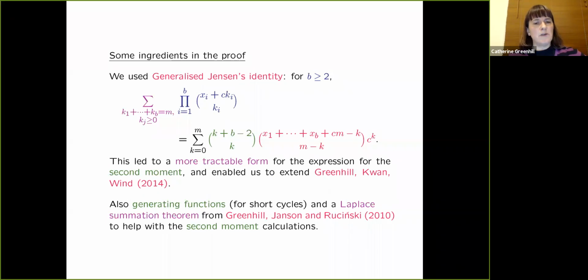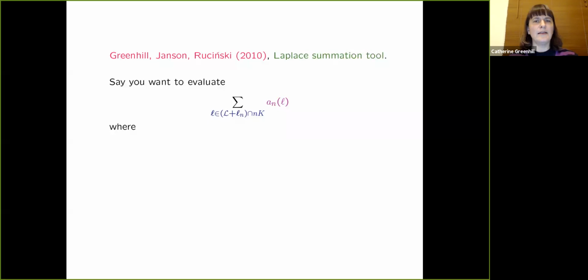Usually you'll see some generating functions, especially in the short cycles argument, and as I said, Laplace summation. Now there's a theorem in an old paper of mine that I find very useful for doing this Laplace summation, and so I'm kind of going to close with a bit of an infomercial, because I think if you're doing any Laplace summation, you might also find this is a useful theorem. So it's in a paper by myself, Svante Janson and Andrzej Ruciński on random lifts. Okay, it's like a tool.